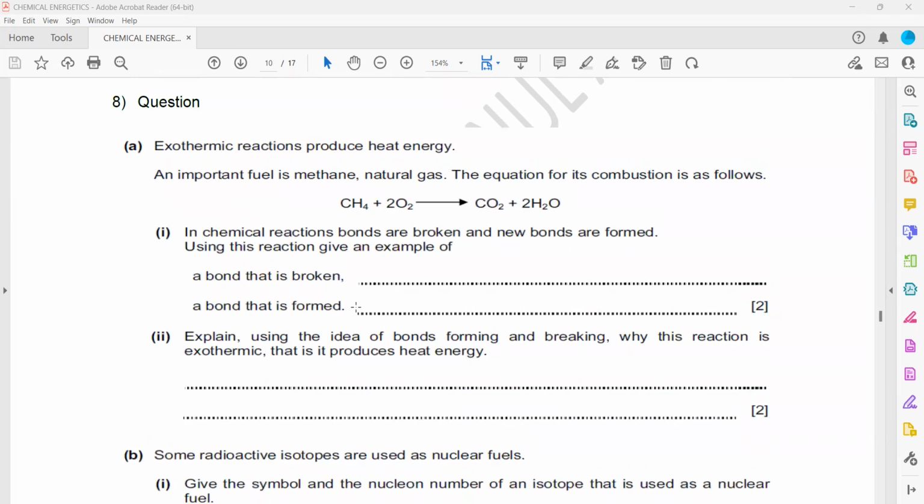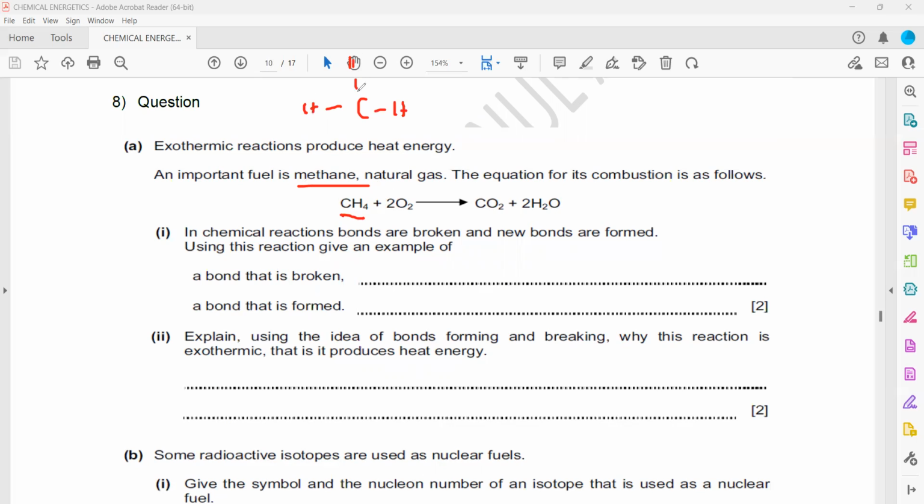And in question 8, exothermic reaction produce heat energy. An important fuel is methane, which is a natural gas. In chemical reaction, bonds are broken and new bonds are formed. Use this reaction to give an example, the bond which are broken. So which bond we break? We break CH bonds, because CH4 in the reactant side, we have CH4.